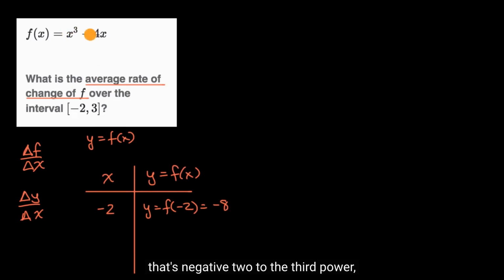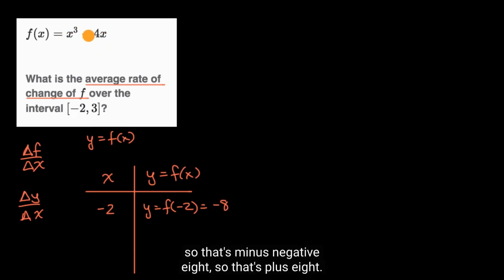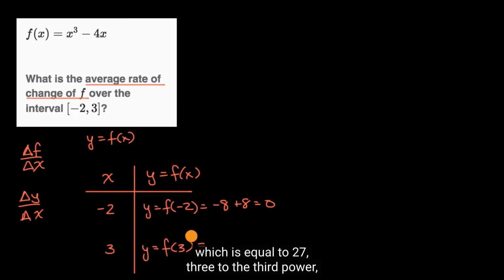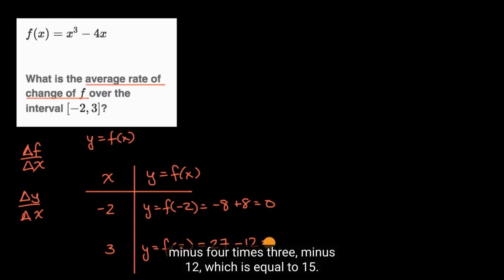Well, y is equal to f of negative 2, which is going to be equal to negative 2 to the third power, which is negative 8, minus 4 times negative 2, so that's minus negative 8, so that's plus 8. That equals 0. And then when x is equal to 3, I'm going to the right end of that interval. Well, now y is equal to f of 3, which is equal to 3 to the third power, 27, minus 4 times 3, minus 12, which is equal to 15.